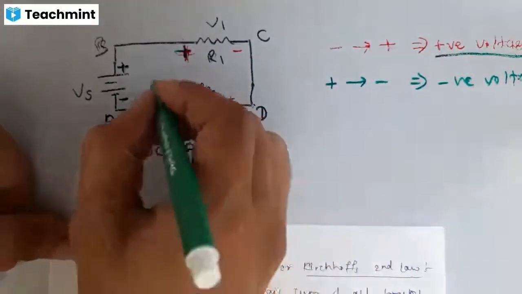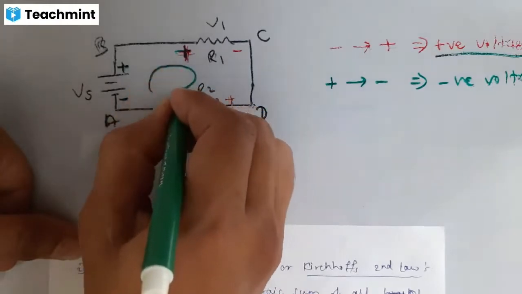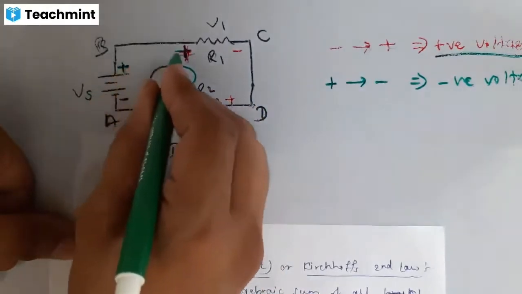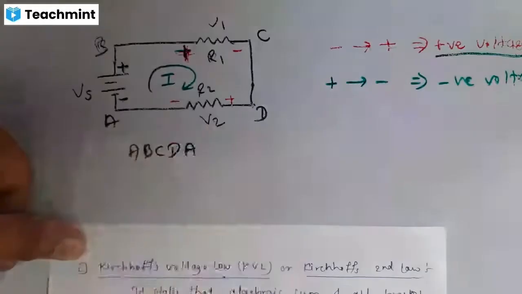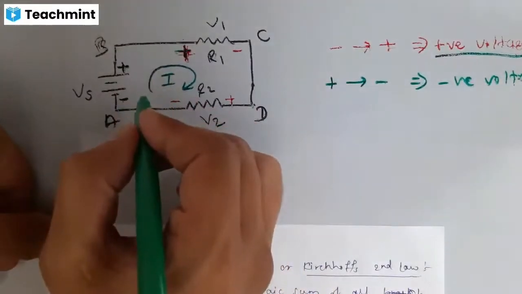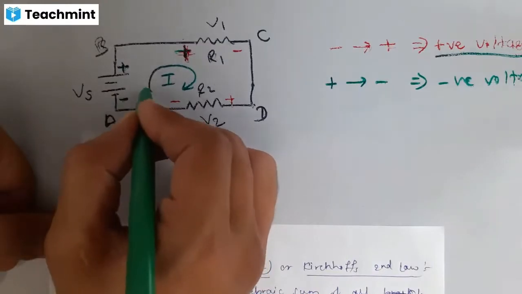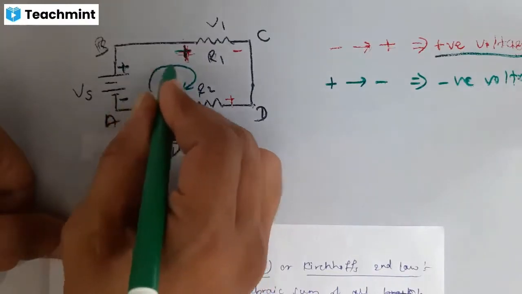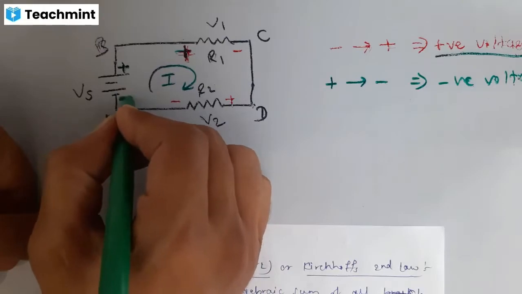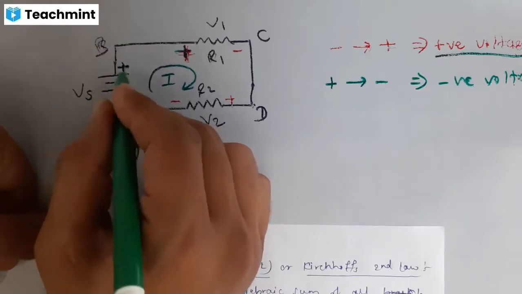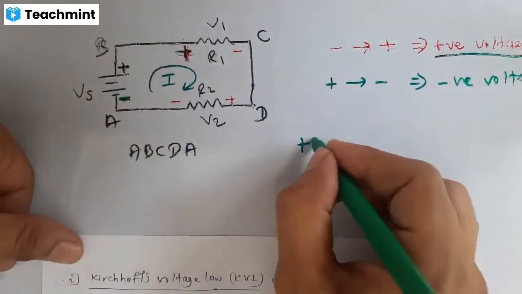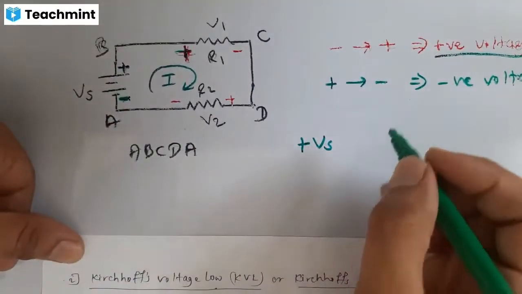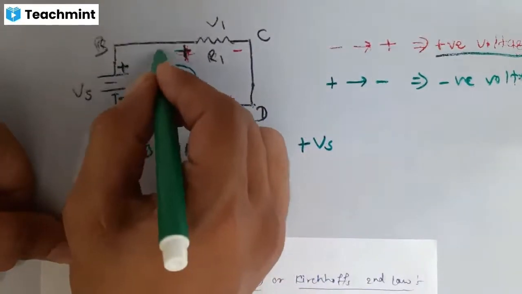Actually, how is the current flowing? It is flowing like this, isn't it? From the positive terminal it comes back to the negative terminal. Current I is flowing in the clockwise direction, so I will go in the direction of the current only. For this battery I go from negative to positive, which, as I already told, is a positive voltage. So plus Vs.